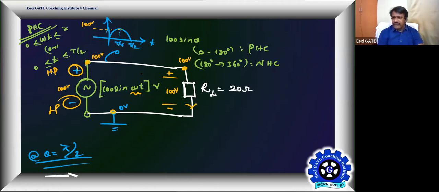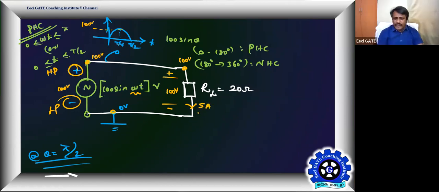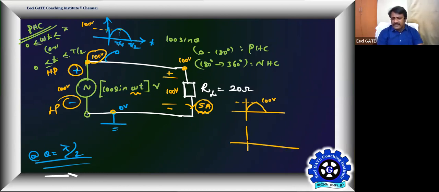Will set a current of how much? By Ohm's law, 100 by 20, 5 amps. 5 amps current. So the current we are talking about now is at the peak instant of your voltage. So the current is also the peak current. Okay, so at theta equal to pi by 2, this voltage Vs is equal to Vp and this is your Ip. Okay, so this is the point. If you give a sinusoidal voltage having a pattern like this from 0 to pi by 2, the current is going to have the same pattern.